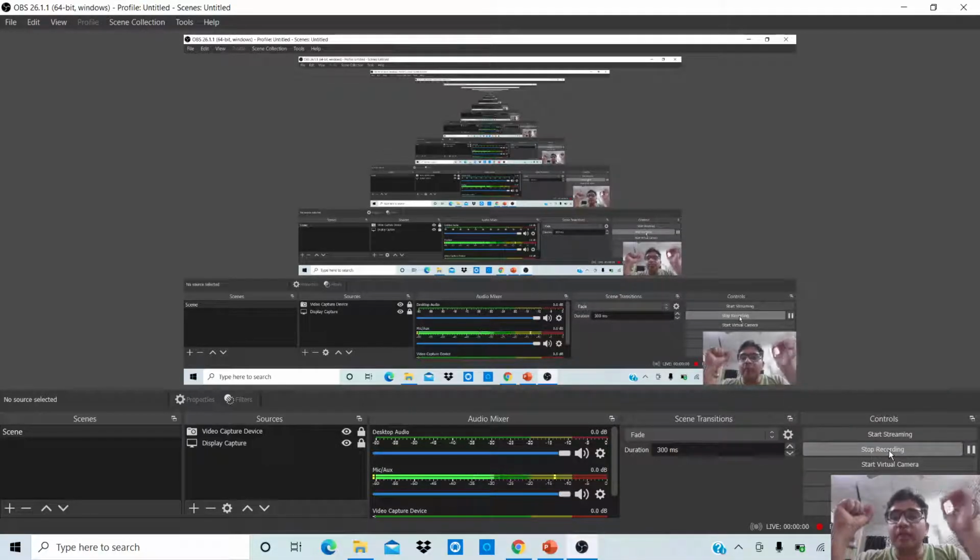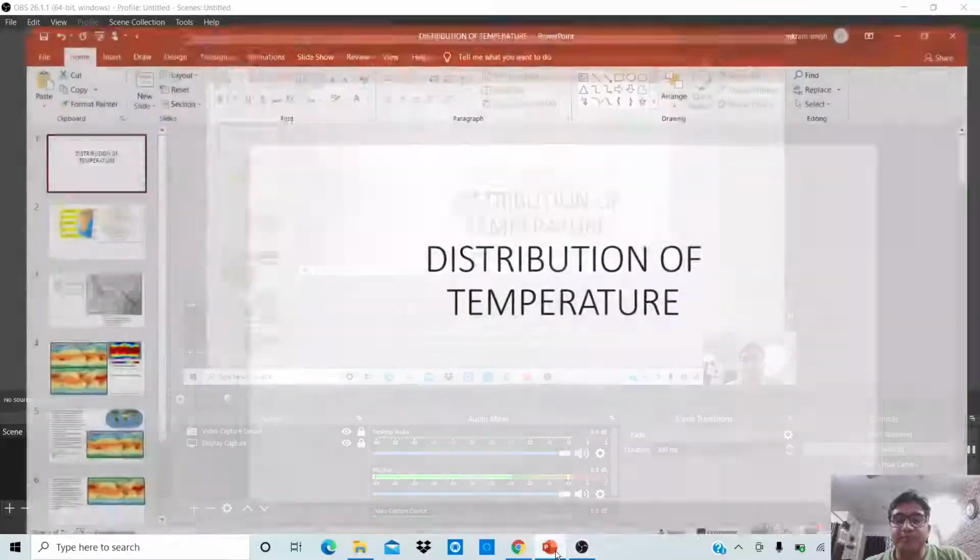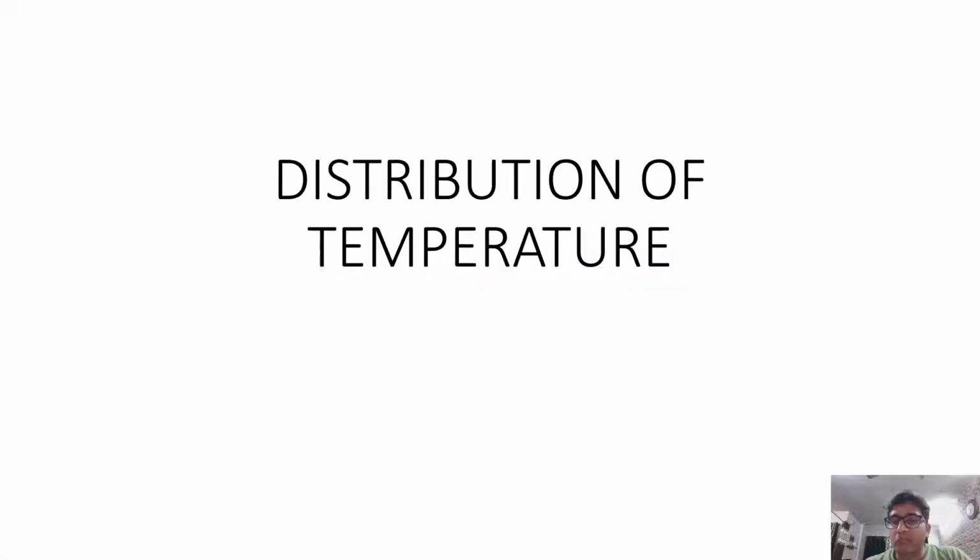Hey guys, so let us have a quick lecture on the next topic, that is the distribution of temperature. Let us begin. So now that we have studied about the controls of insolation, the heating and cooling of atmosphere, let us now look at how this temperature is distributed on the earth, because that is how the climate will be controlled.